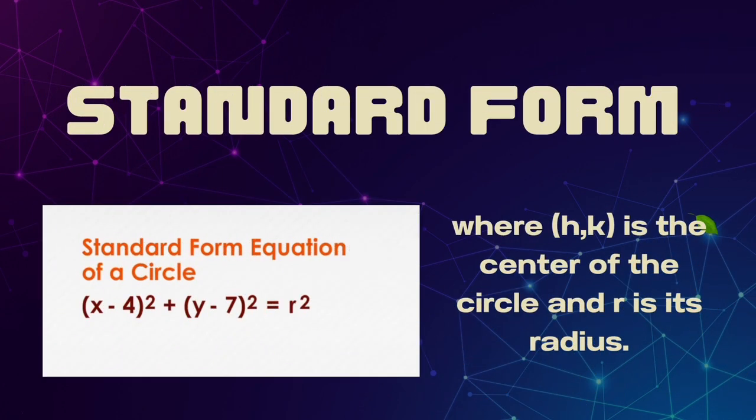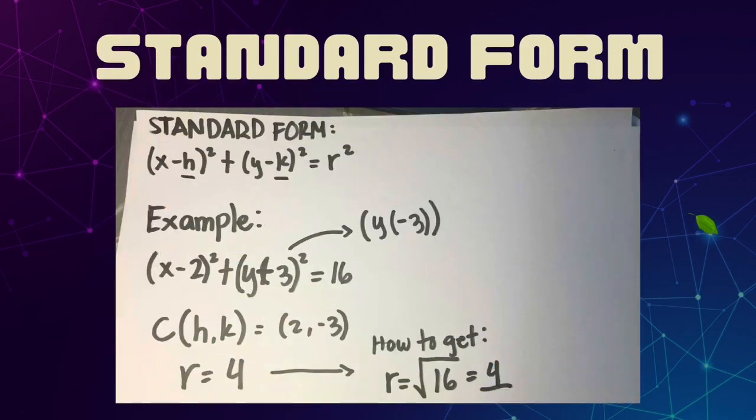So now, when we look at the equation, the standard form of a circle is this: (x - h)^2 + (y - k)^2 = r^2. Here, h and k are the center and r is the radius. Now, in this example: (x - 2)^2 + (y + 3)^2 = 16.